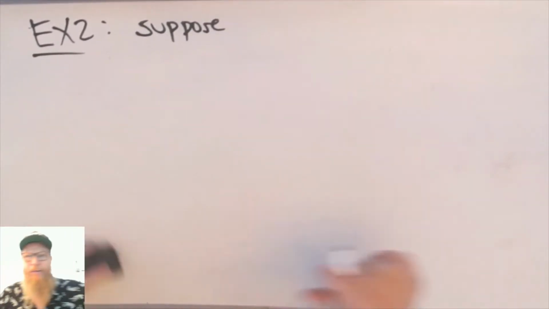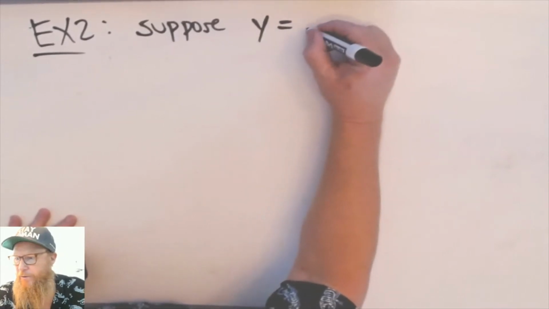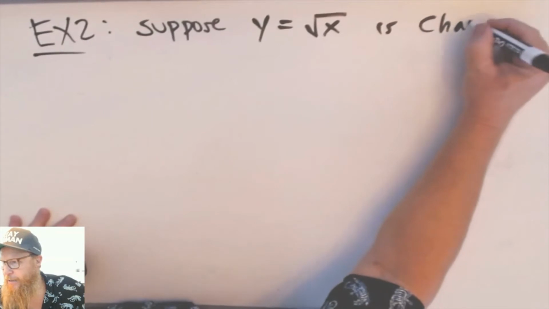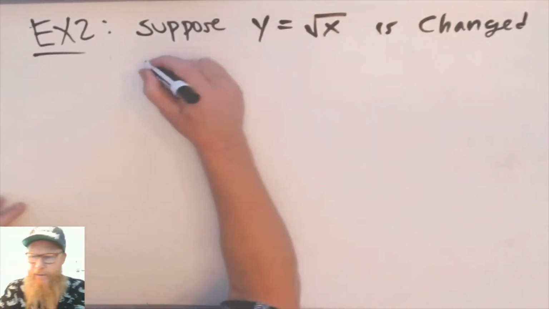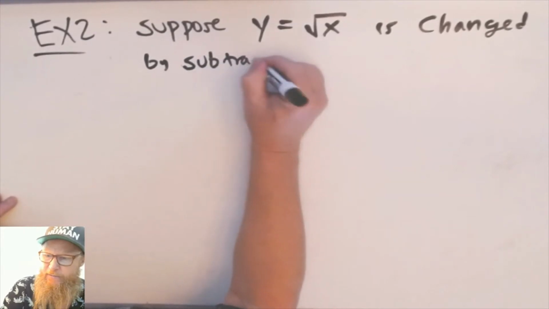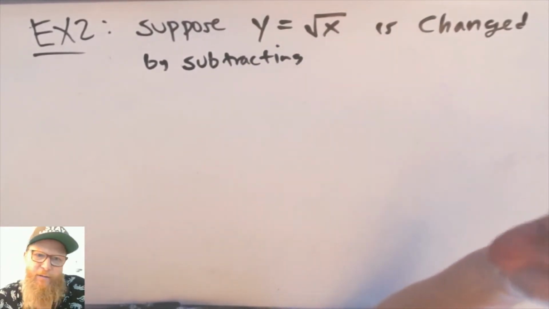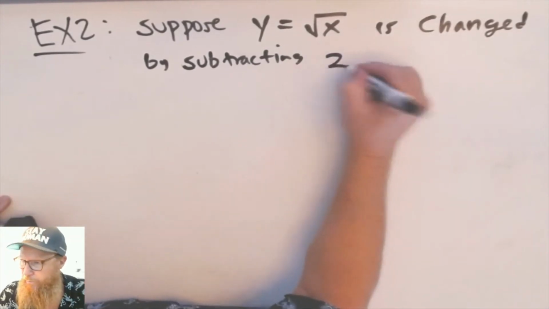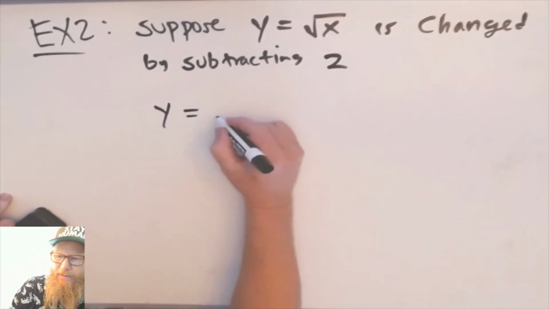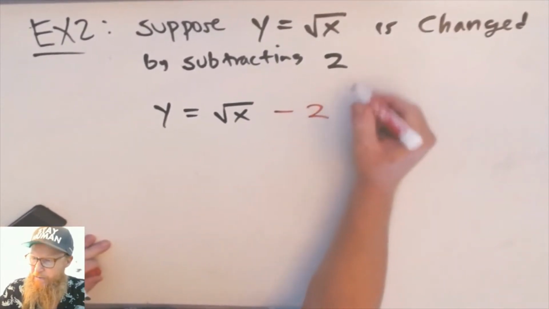Suppose y equals the square root of x is changed or transformed by subtracting, I don't know, how about 2? Okay. So we've got minus 2.